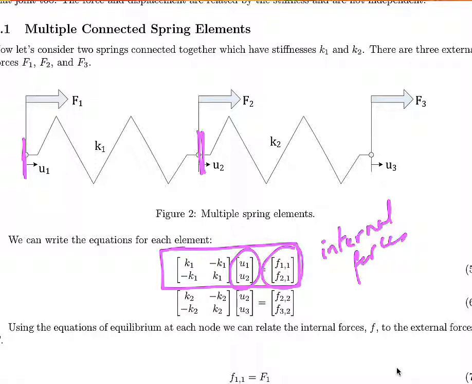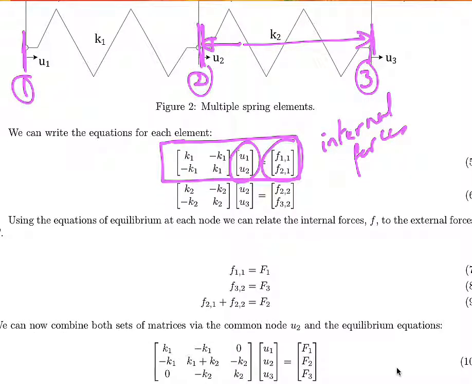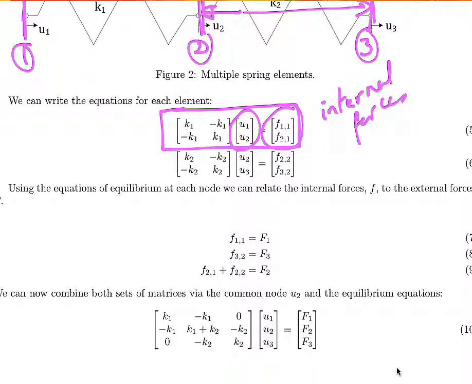And then we can also do the same thing for the second element, which is that spring element here, which is element 2. So you can see that the second index is 2 right here, indicating that we are in element 2, and the nodes are 2 and 3, which indicates the number of nodes. So we have node 1, node 2, node 3 here, and these are the numbers. So now that's fine. We have separate equations for each element.